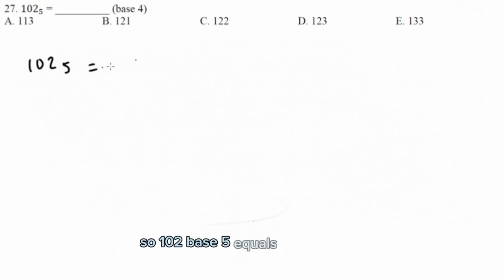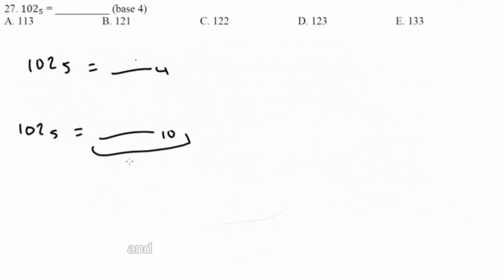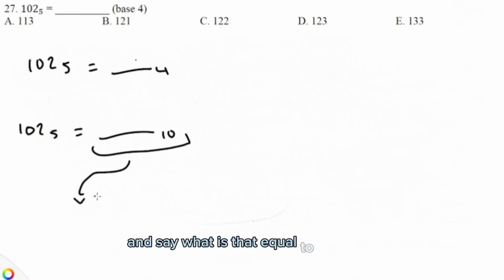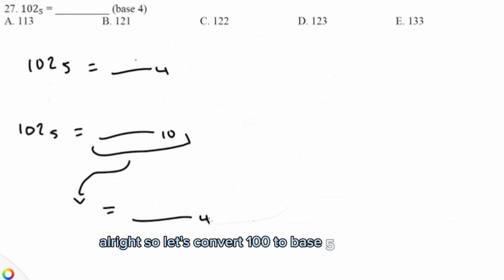We can first do this by breaking down the problem. So 102 base 5 equals blank base 4. We can change this problem to 102 base 5 is equal to blank base 10, and then we take this and say what is that equal to in base 4. So let's convert 102 base 5 to base 10.